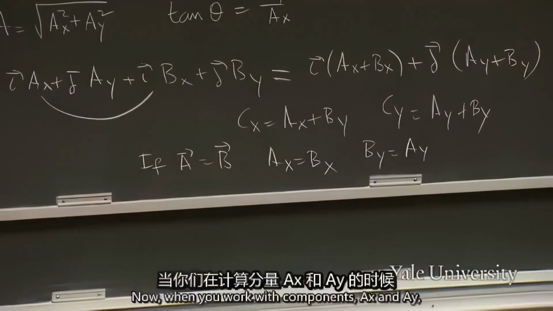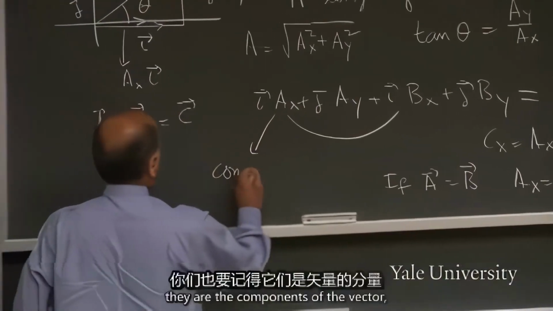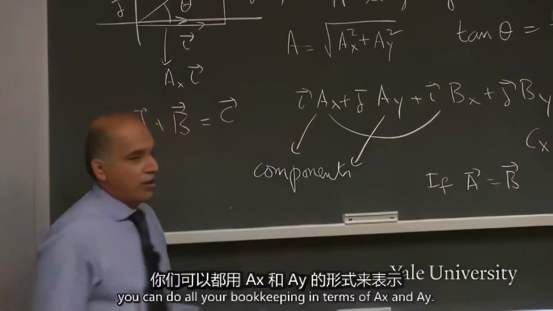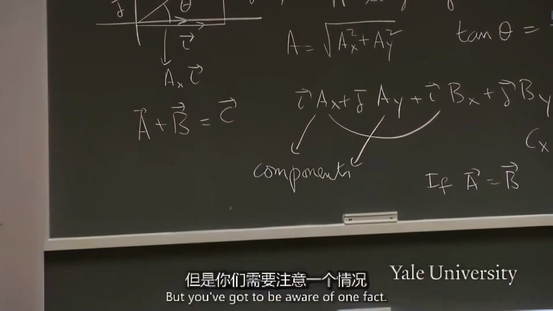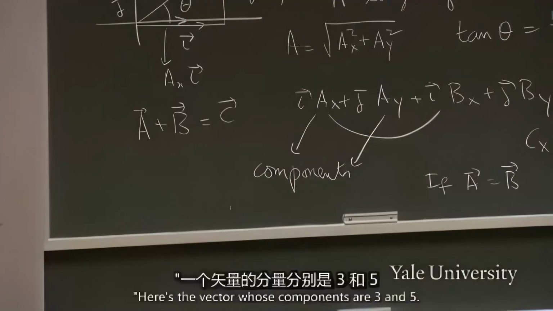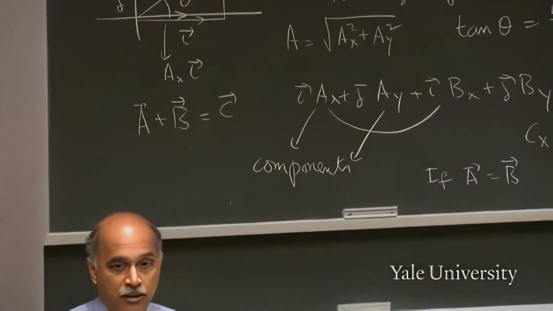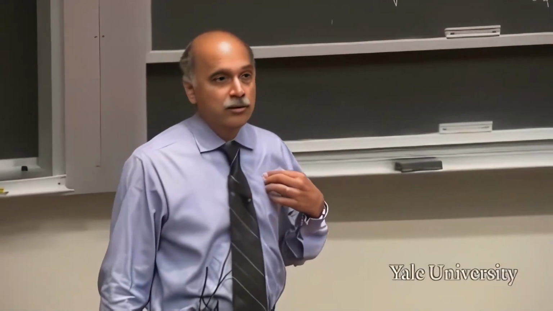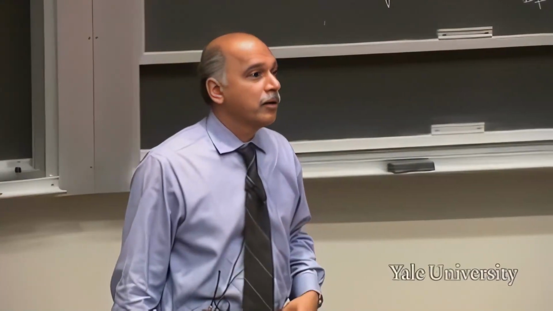Okay, now when you work with components, Ax and Ay, if I didn't mention it, they are the components of the vector. So you can do all your bookkeeping in terms of Ax and Ay, but you've got to be aware of one fact. If I just come and say to you, here's a vector whose components are 3 and 5. Can you draw the vector for me? Can you draw it or not? Does anybody have a view? Yes? No? Pardon me? You don't know the direction.